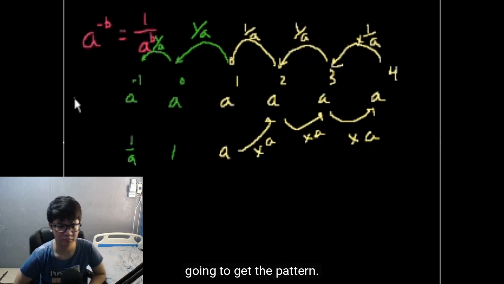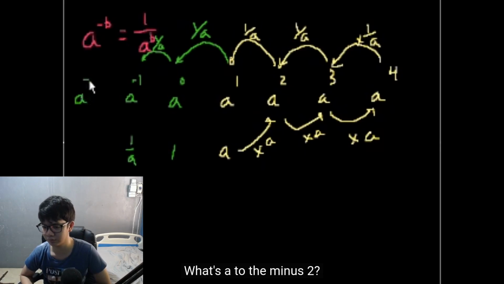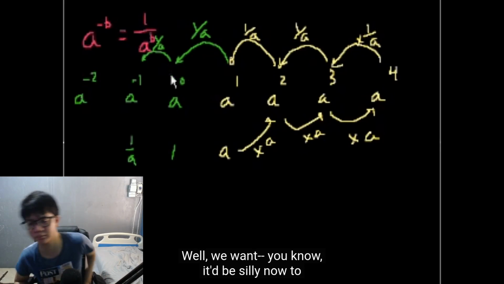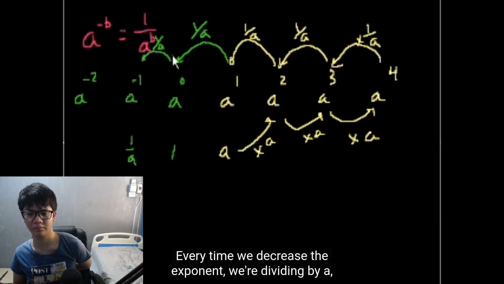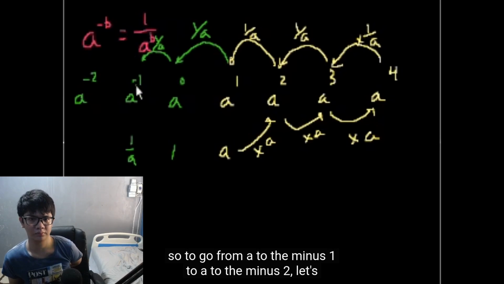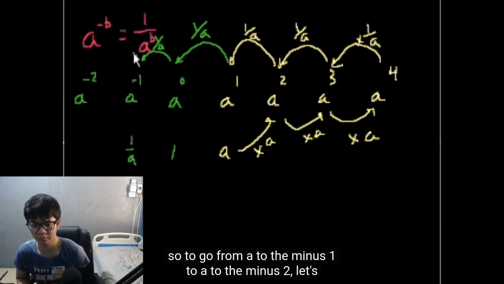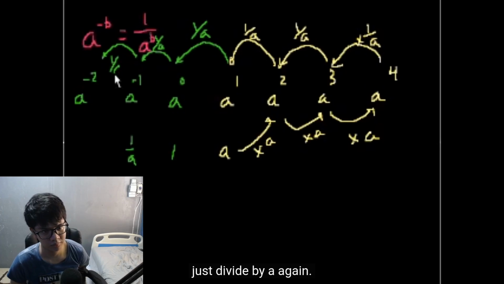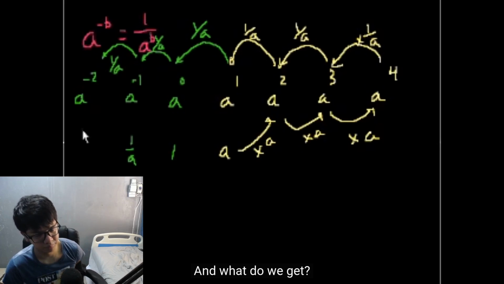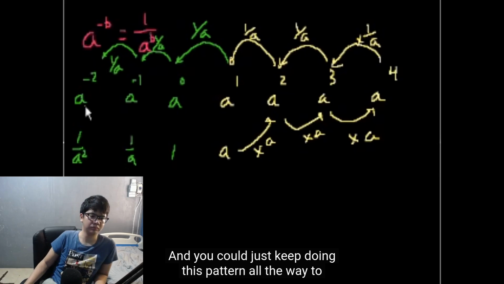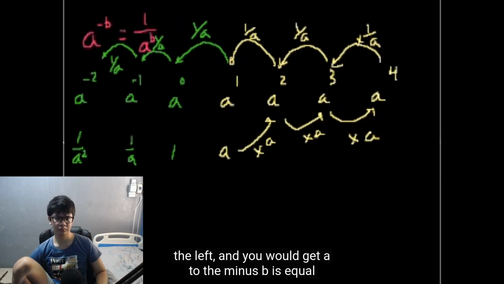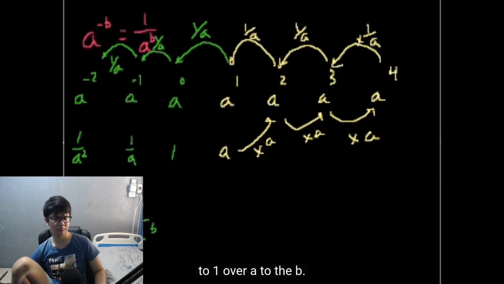Let's do it one more time, and then I think you probably already got the pattern. What's a to the minus 2? It'd be silly now to change this pattern. Every time we decrease the exponent, we're dividing by a. So to go from a to the minus 1 to a to the minus 2, let's just divide by a again. If you take 1 over a and divide by a, you get 1 over a squared. And you can just keep doing this pattern all the way to the left, and you get a to the minus b is equal to 1 over a to the b.